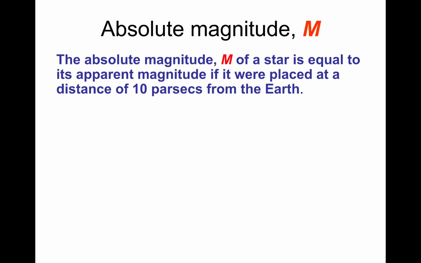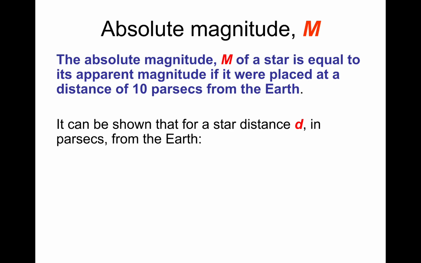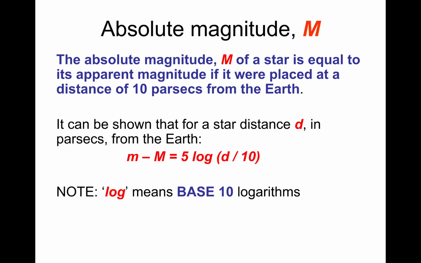So there's the definition. The absolute magnitude M of a star is equal to its apparent magnitude if it were placed at a distance of 10 parsecs from the Earth. So the equation: m minus M equals 5 log, and it's log base 10, d over 10. So distance is in parsecs, and the log is to the base 10. Okay, so lowercase m is apparent magnitude, uppercase is absolute.